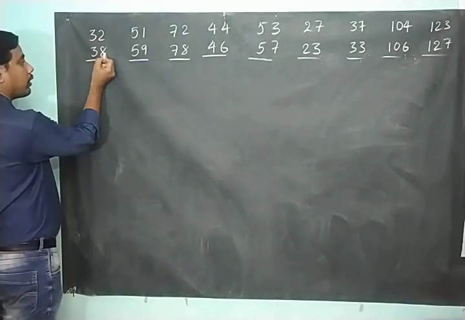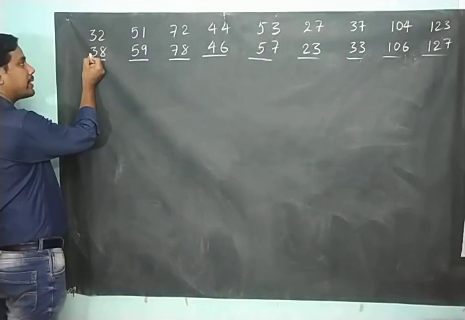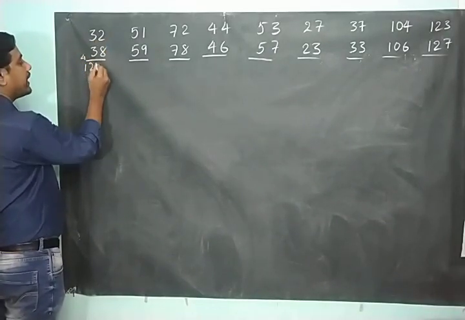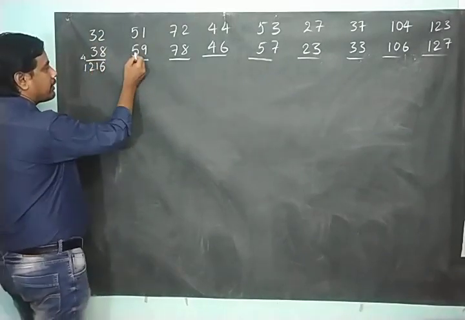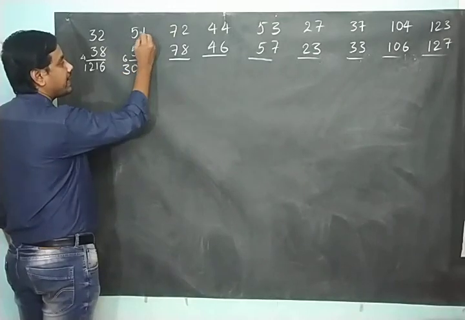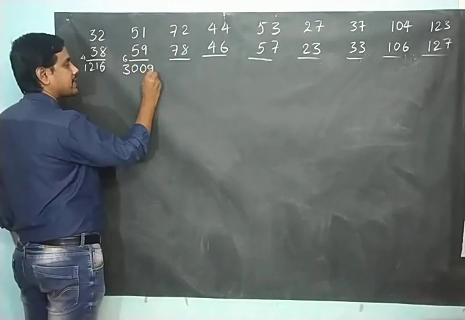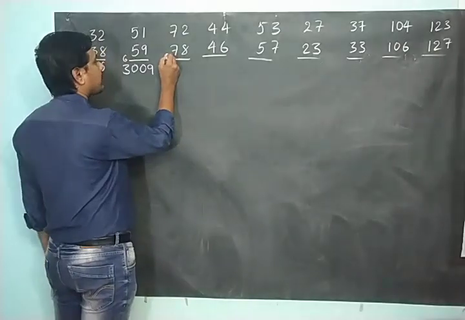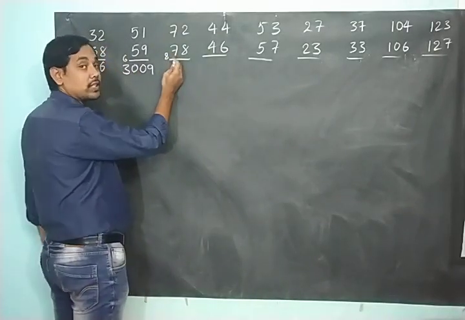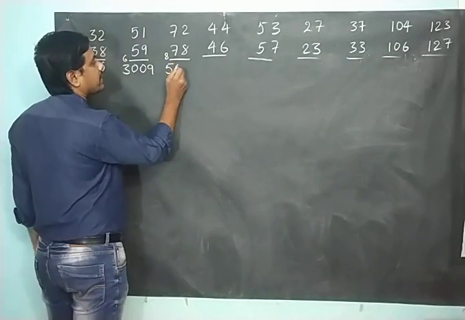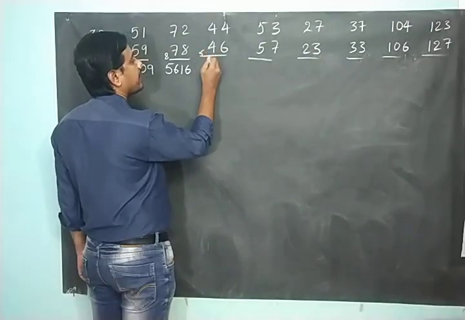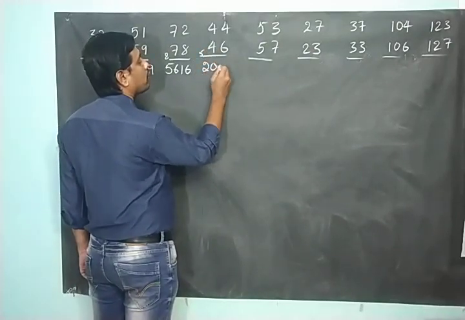What is the number apart from the unit place here? 3. 3 plus 1 is 4. 4 into 3 is 12. 8 into 2 is 16. 5 plus 1, 6. 6 into 5, 30. 9 into 1 is 9, so we should write it as 09. 7 plus 1, 8. 8 into 7. What is 8 into 7? 56. 8 into 2, 16. 4 plus 1, 5. 5 into 4, 20.